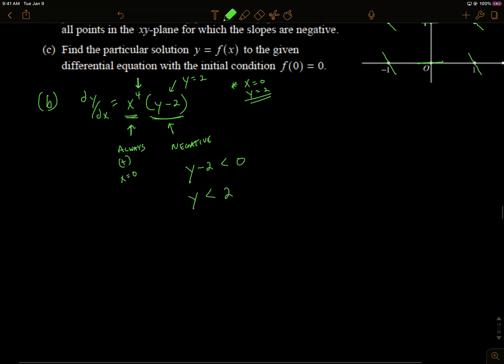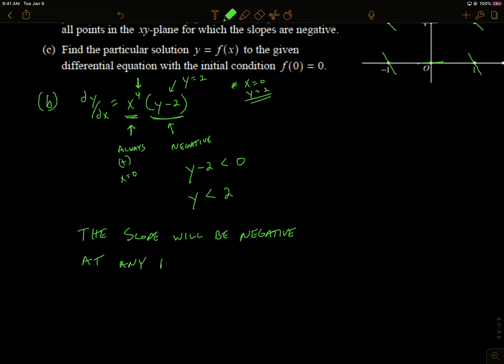So we're going to say the slope will be negative at any point (x, y) such that y has to be less than 2 and x cannot be 0. Those are our conditions for x and y.